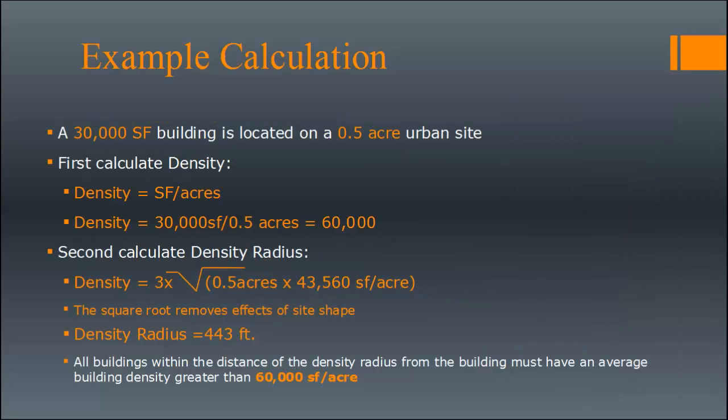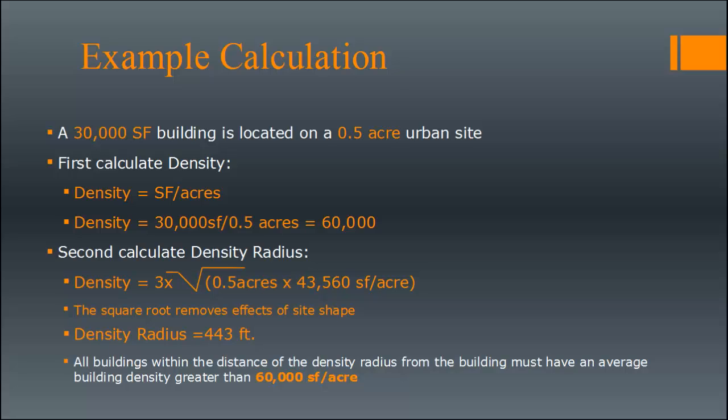This slide is to calculate the density radius that's going to set that boundary. This example is for a 30,000 square foot building located on a half-acre urban site. First, you must calculate the density of your site based on square feet per acre, which is 30,000 square feet per 0.5 acres, which equals that minimum 60,000 square feet per acre.